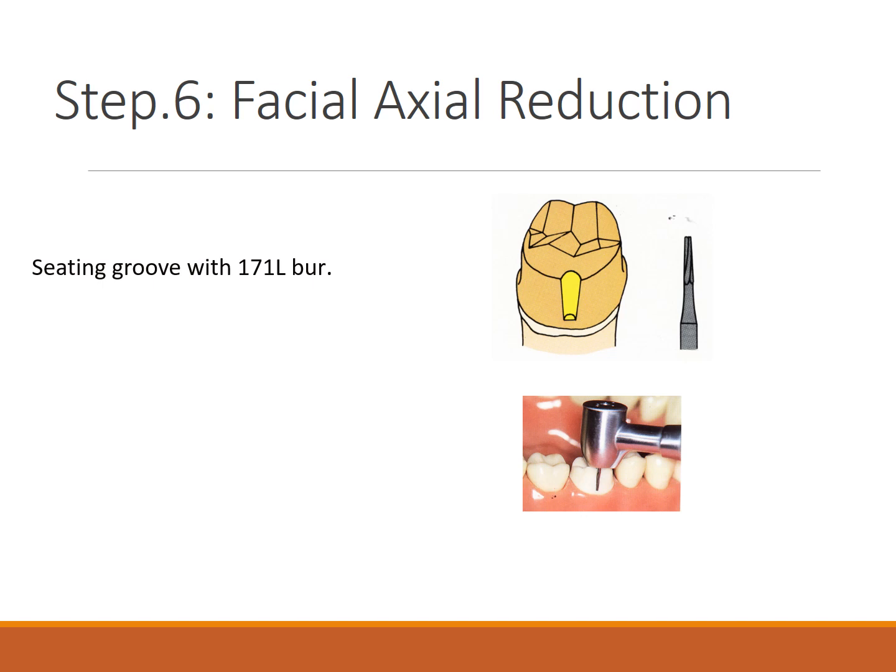This one was the last one, that is the facial axial reduction, which is done, guys, by using a 171 burr. It can be smoothened by a radial fissure burr to create the finishing line. And I think that's all, guys, right? So this can be used.